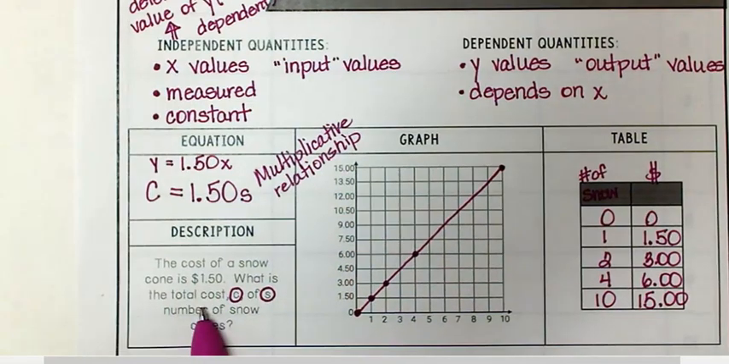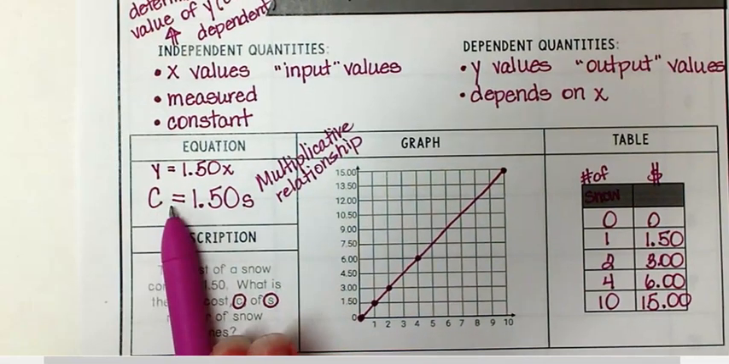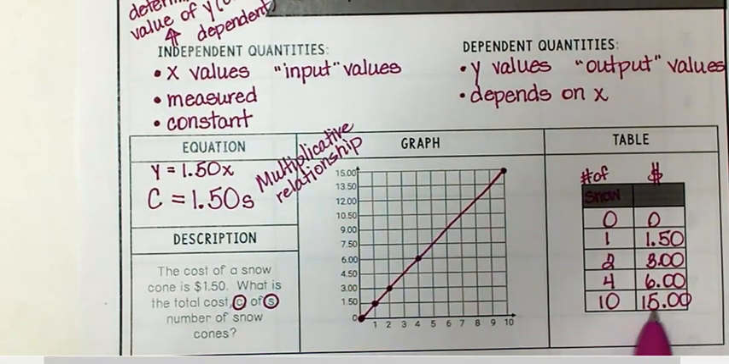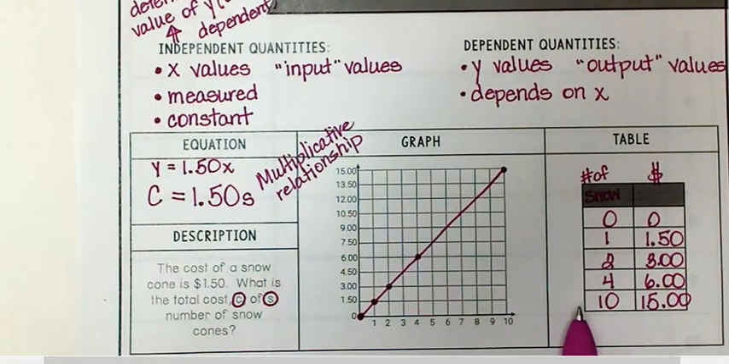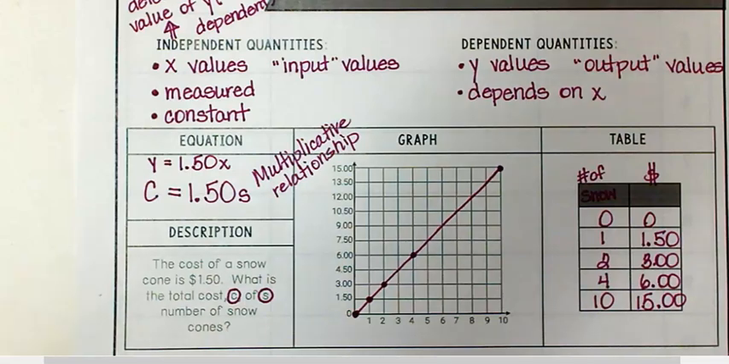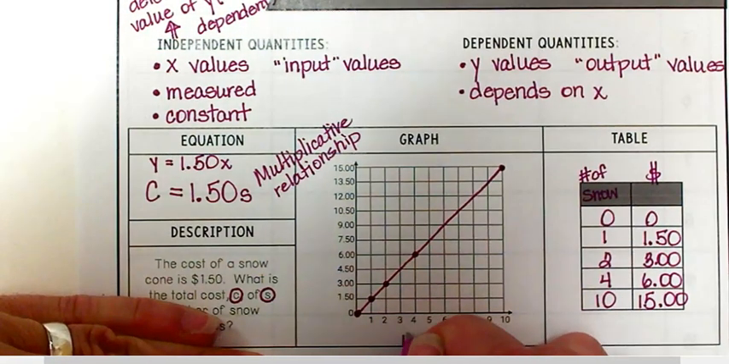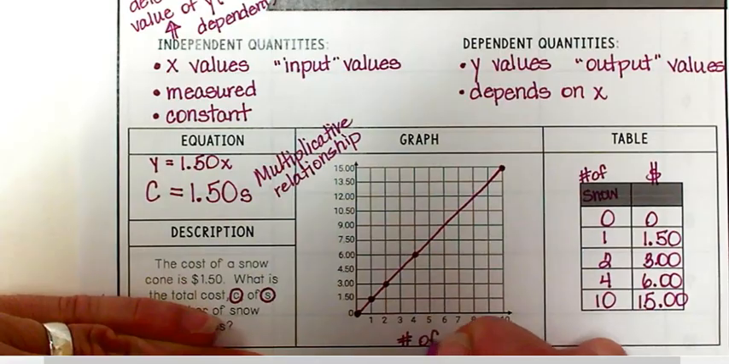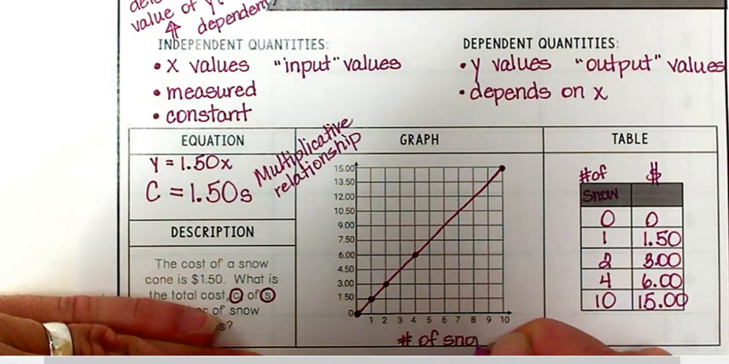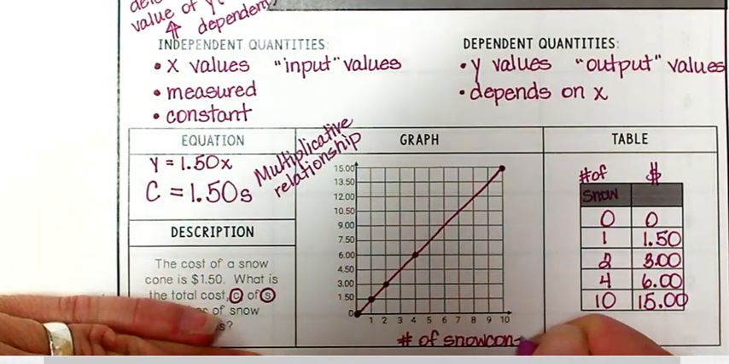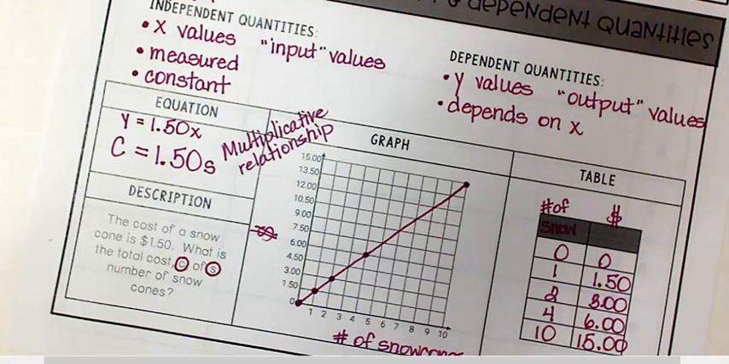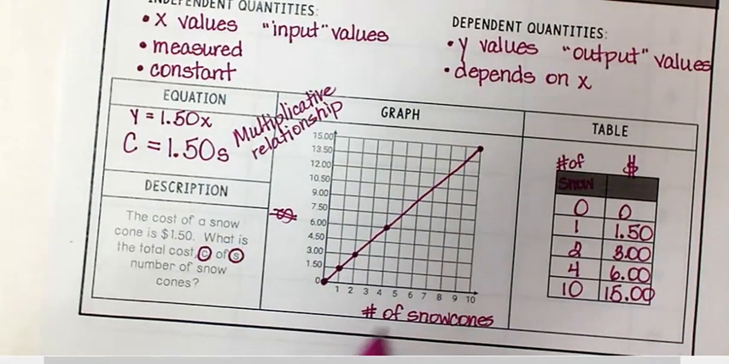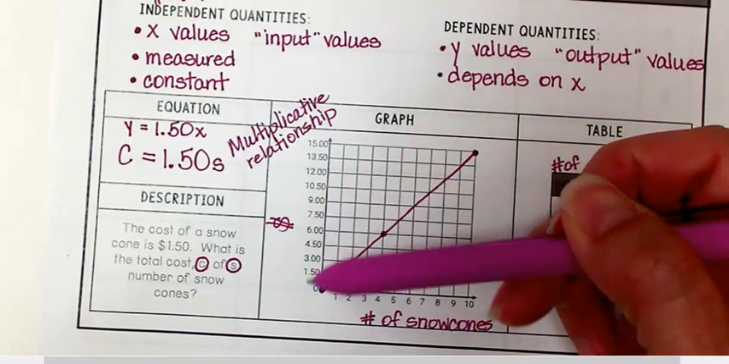Okay? So bottom line is I can represent a situation like buying snow cones for $1.50. I can represent it verbally. I can represent it as an equation. I can represent it as a table. I can represent it as a graph. And it's all telling me the same information in different ways. Okay? Down here, this is my number of snow cones. Over here, this is the money that I am spending. Remember, your x values go on the horizontal or side to side. Your y values go on the vertical or the up and down.